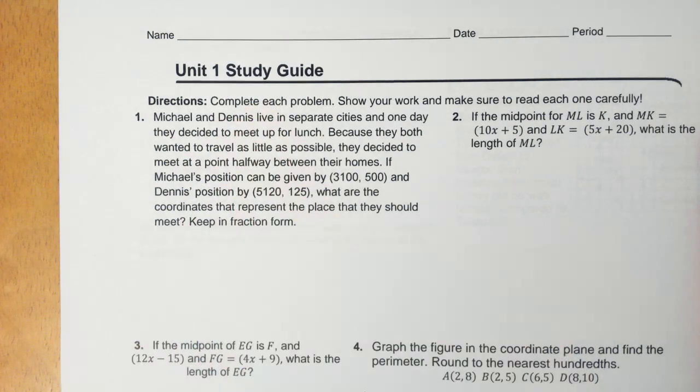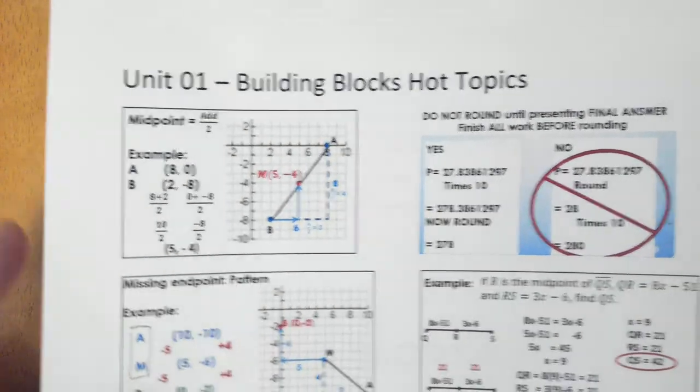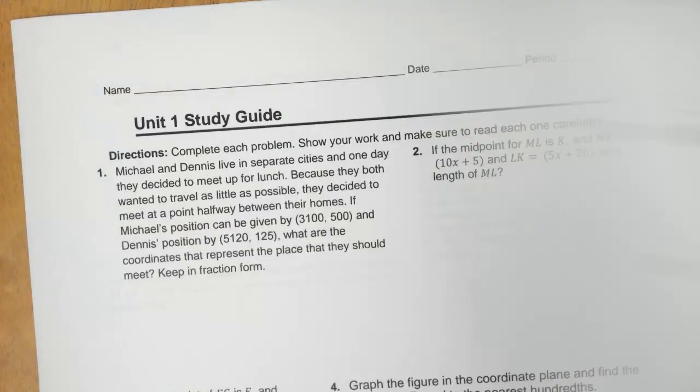We're going to be doing the Unit 1 study guide, things that you should have on your desk. You should definitely have your Hot Topics page, and you might have started writing extra stuff, such as how to do the radicals. That's an idea for you.